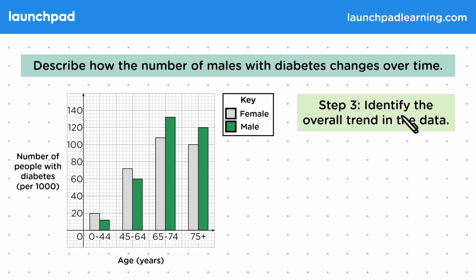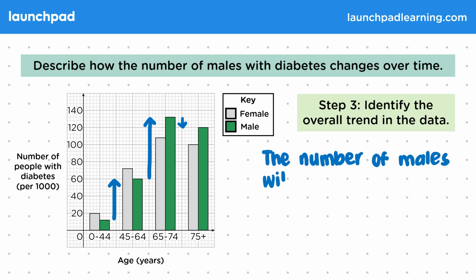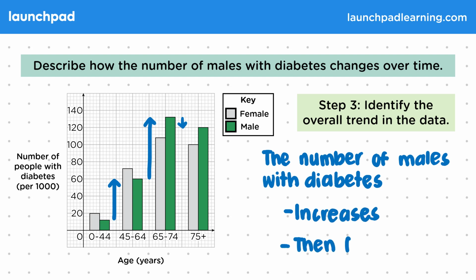Step 3, identify the overall trend in the data. So again, remember that we're looking for what happens to the number of males with diabetes. So the number of males with diabetes increases from the first age category to the second, and increases again from the second age category to the third. However, it decreases after the third. So to write this out, the number of males with diabetes first increases and then it falls.